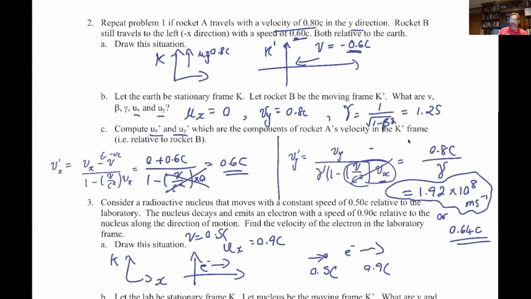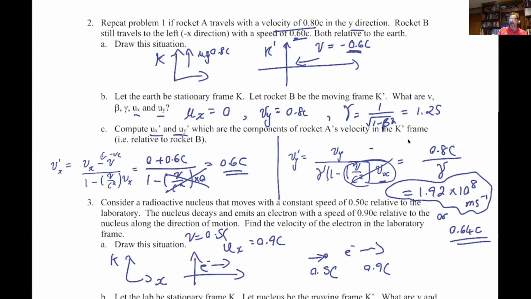Well, it's exactly the frame's motion, right? But the Y equation, it actually does change speed. And again, they can say the UX is 0, so they were able to cancel that, but they had to divide the 0.8 C by gamma, and they get 0.64 C.